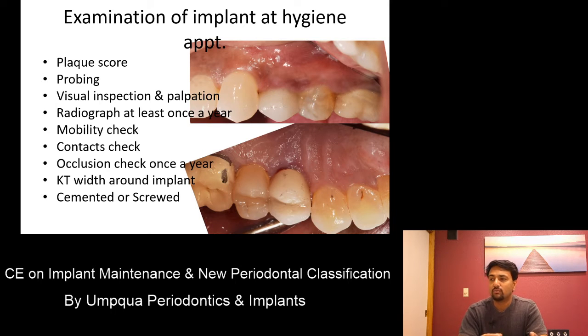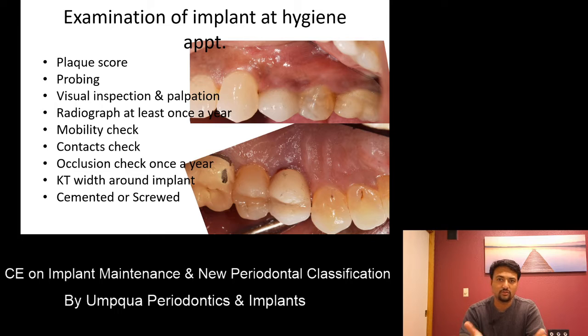You should also do a mobility check, because most of the time the most common complications are related to the prosthetics. The abutment screw is loose, or the cement, if it's a cemented crown, might have washed out, or other things. So a mobility check is very important.